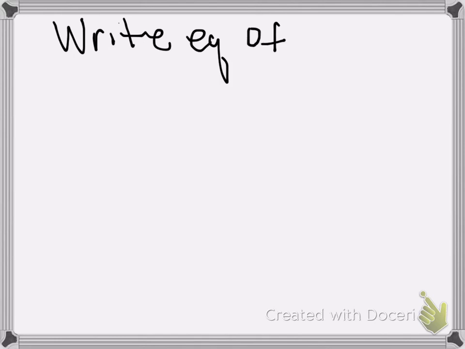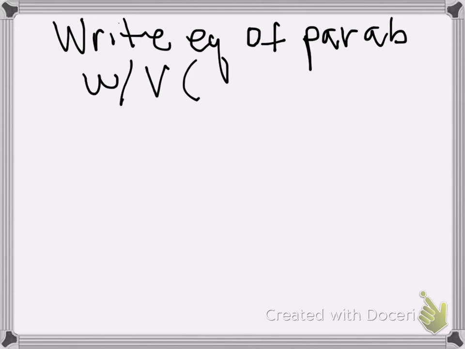Okay. All right, now then, one of the last things that we're going to look at that is a little bit different is that we're going to write the equation of a parabola. So I'm going to write that down. We're going to write the equation of a parabola with a vertex at 1, 2.